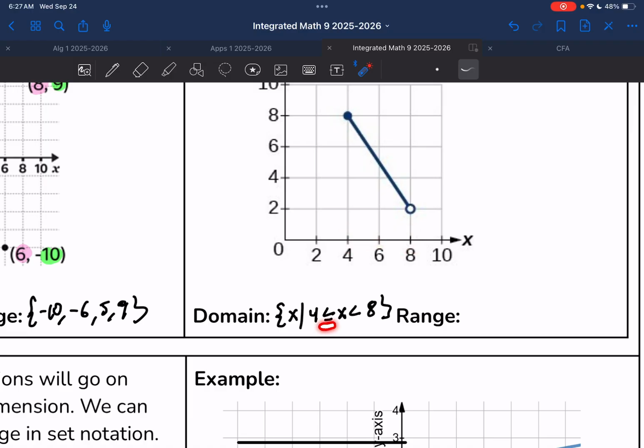And notice how for 4 I put less than or equal to. That's because this is a filled in circle, so we know 4 is part of our domain. The function is defined here. But I left that open for 8. That's an open circle. 8 is not part of the domain.